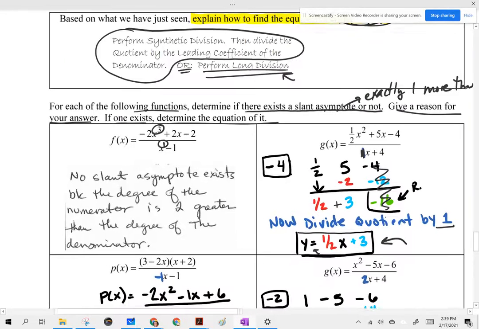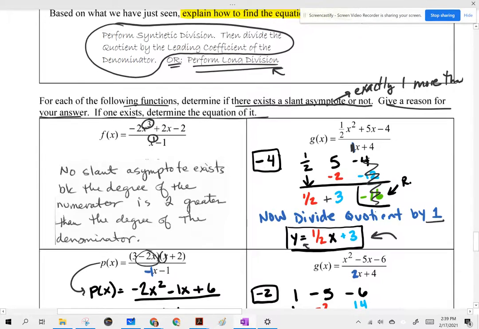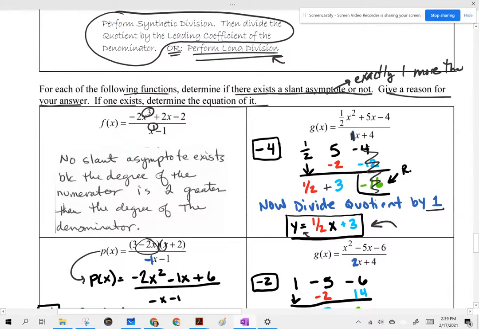So now let's take a look at this one. The first thing I need to do is multiply that out. So negative 2x times x, FOIL out, distribute, combine like terms, reorder things. And now we're ready to do synthetic division. We can also go over here and get ready to perform synthetic division. I'm going to ask you to see what you can come up with on P of x and also on G of x.